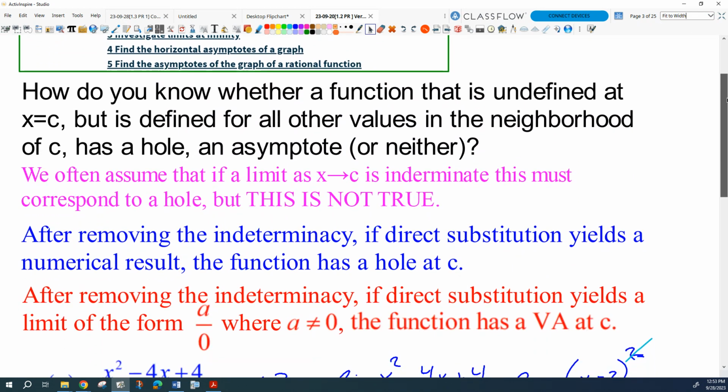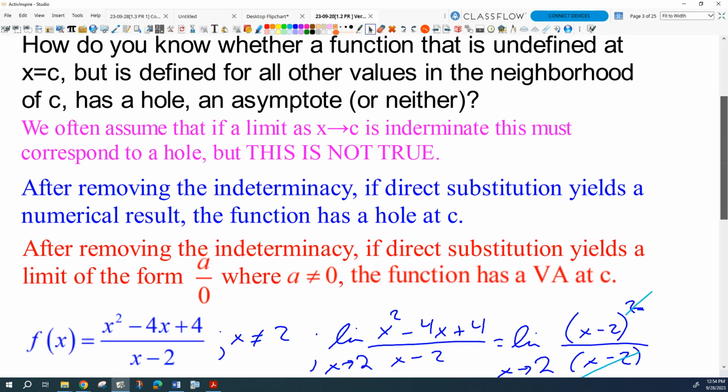Okay, how do you know whether a function that is undefined at x equals c, but is defined at all other values in the neighborhood of c, has a hole or an asymptote? So what's that mean? That means c is a 0 of the denominator, right? We often assume that if the limit as x approaches c is indeterminate, it must be a hole. Not true, right? If we get 0 on the bottom but not on the top, we automatically know it's a vertical asymptote. If it's indeterminate, it is truly indeterminate. We don't know if it's a vertical asymptote or a hole.